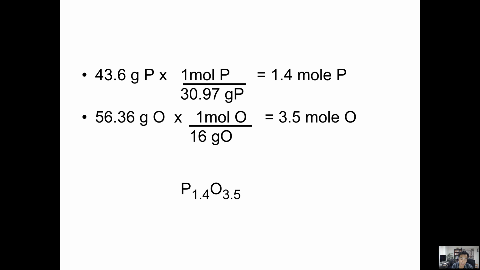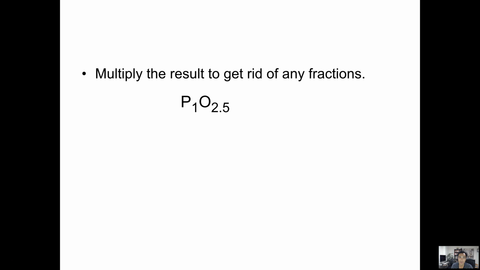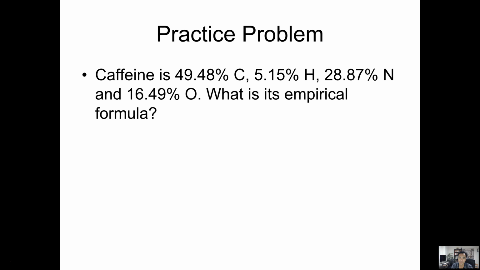You divide it by 1.4 for the phosphorus. And you should end up getting about a 2.5 to 1.4 moles. But the problem here is you want to multiply it to get rid of any of these fractions. So I usually would multiply it by a 2, and that gives you a P2O5. So if you're looking at a number that has a decimal point, you always want to get rid of that by multiplying by a number to get the next whole number.